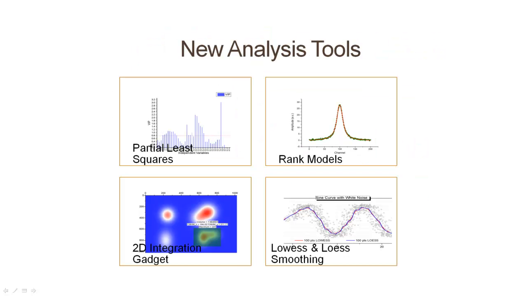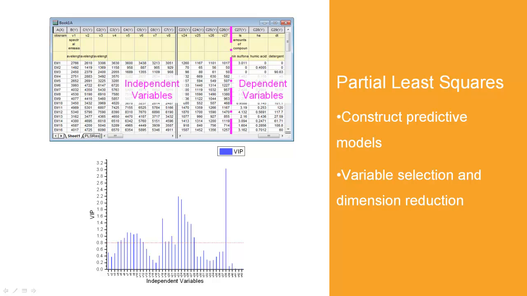In this next section, we are going to move on to 4 new analysis tools introduced in Origin 9.1. We have added partial least squares regression in Origin 9.1. A partial least squares regression allows you to construct predictive models when many highly collinear factors exist in your data. It is also useful for variable selection and dimension reduction.